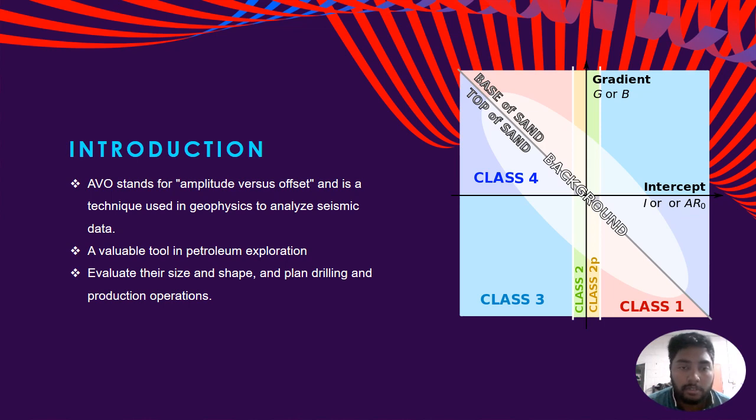My name is Roshan, and I will start with the introduction of AVO analysis. AVO is actually the short form of amplitude versus offset. AVO is a geophysics technique which is used to analyze seismic data. It is mainly used in petroleum exploration. They use AVO to find the size and shape, and also decide how to plan the drilling and production operations of the oil fields.